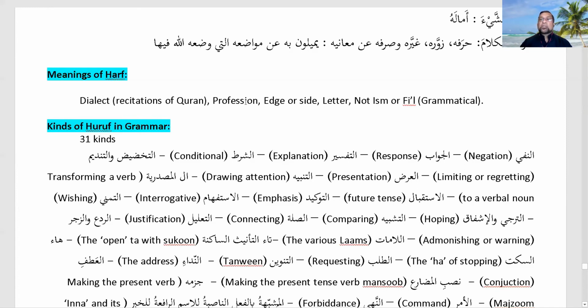Another is profession, which we mentioned before. Another is the edge or the side of something. So if I were to say harf of something, I mean the edge of it, a sword, for instance, or a knife. This meaning is used in Quran when Allah says, وَمِنَ النَّاسِ مَا يَعْبُدُ اللَّهَ عَلَى حَرْفٍ, and there are people who worship Allah on harf, on the edge, meaning that they don't get deep into Islam, they just stay in the fringes. They worship Allah on the fringes, meaning at any moment they can leave. It's as if they have one foot in and one out.